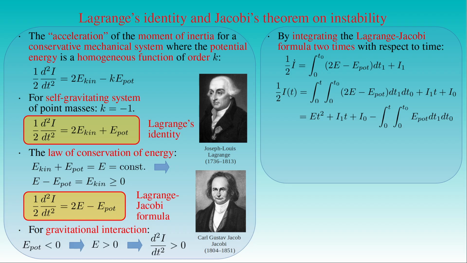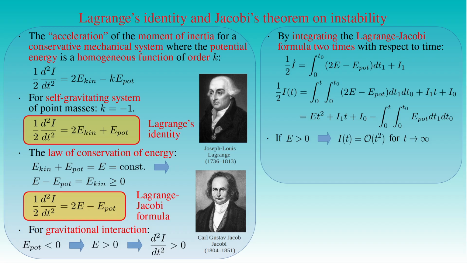We saw that the total energy is positive and the potential energy is negative in the case of a closed self-gravitating system of point masses. It can also be shown that the potential energy is bounded for such a system, and its double integral can be replaced by a constant representing the negative lower bound times the square of the time t. Then the moment of inertia I is of the order of the square of the time t as the time t tends to infinity, that is, the moment of inertia diverges with time.